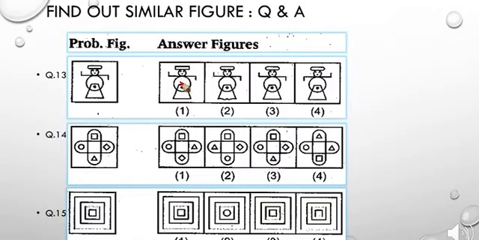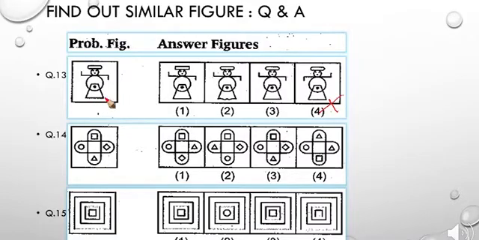In answer figure 1, this design is exactly same. Second figure design is same. Third figure design is same. But in fourth figure, the design is not the same. So fourth cannot be the answer.